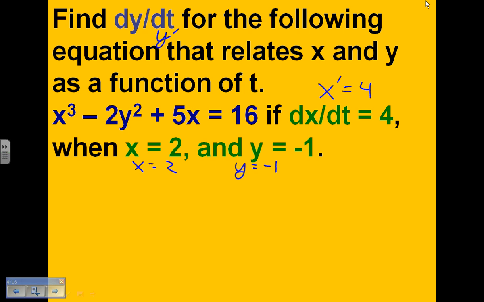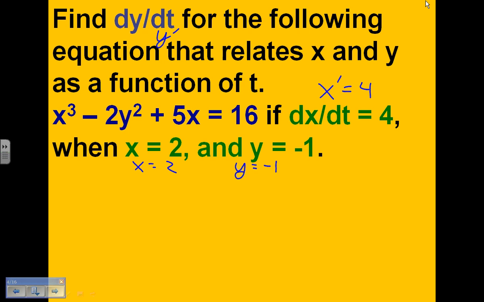Don't even try to theorize what's happening on a graph just yet. Let's just worry about the algebra. We'll worry about the graphs later. Okay? So here we go. x cubed minus 2y squared plus 5x equals 16. Let's do something easy. What's the derivative of 16 according to time? 0. That's pretty nice. Got it right.